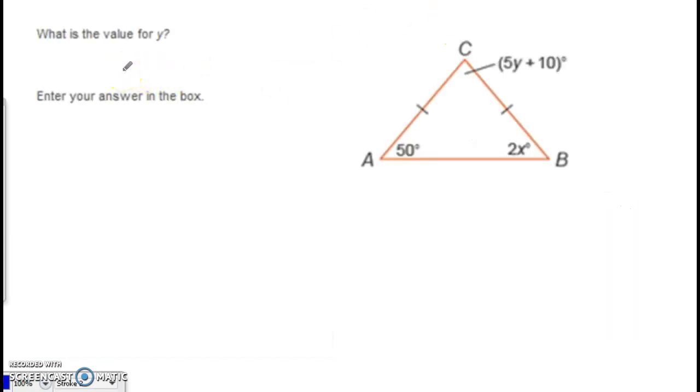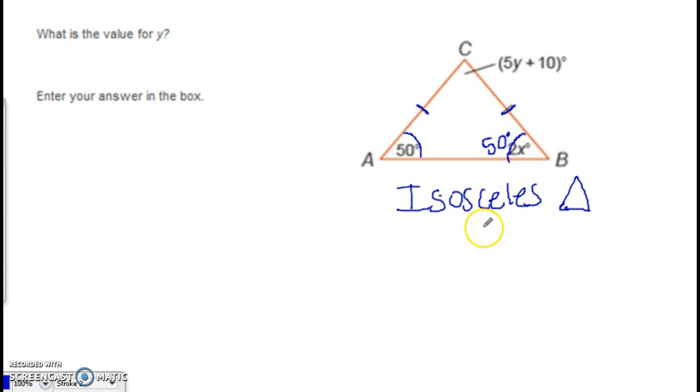This one says, what is the value for y? Okay, the first thing we need to do is identify what kind of special triangle this is. Because it has two side markings, two of those sides are congruent, so we know this is an isosceles triangle. Then we know the two base angles also have to be congruent. So because this angle is 50, this angle also has to be 50 degrees.